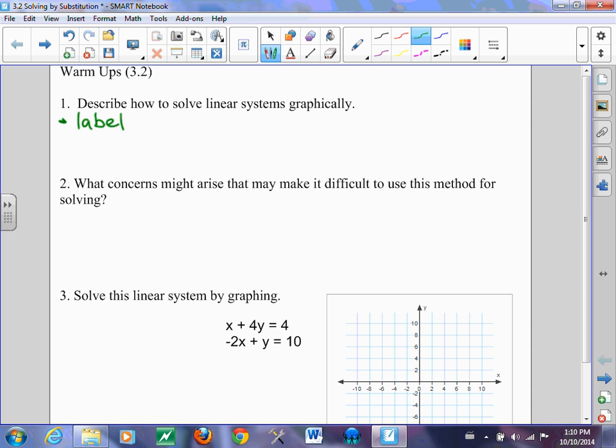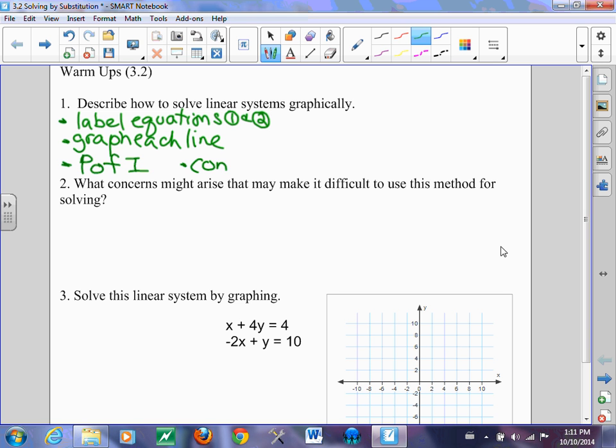You got to be able to identify which one is which. Okay, so label equations. Then you're going to graph each line on the same grid. After you graph each line, you're going to locate the P of I, which is short form for point of intersection. And then don't forget to say your conclusion. Solution xy equals, etc., etc. Awesome.